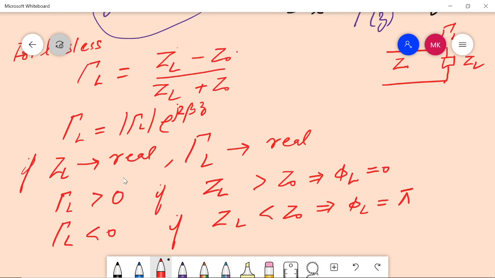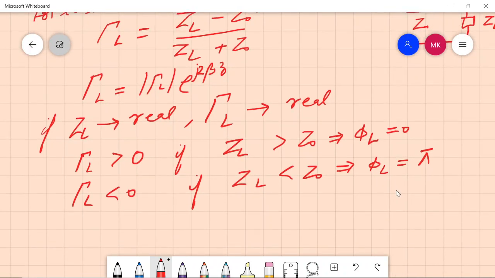If ZL is real, the load is real, and this is a lossless line where Z0 becomes real, square root of L over C, in this case gamma L will be real. Now, if ZL is positive but higher than Z0, then you will have the positive value. It means the phase is 0. You will only have the magnitude. And if Z0 is higher than ZL, then the phase will be pi, so that you get the negative sign.